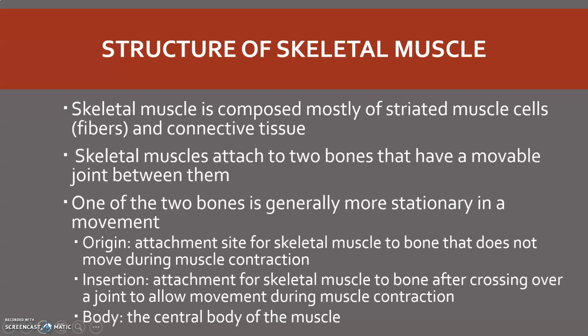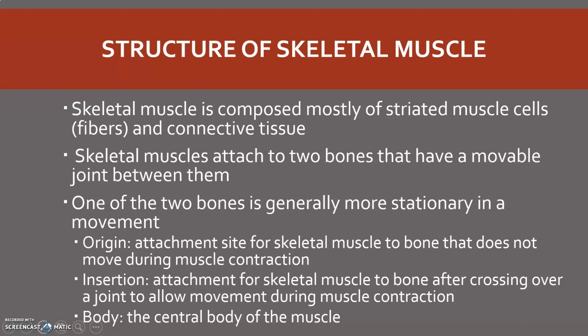Skeletal muscle is composed mostly of striated muscle cells. Muscle cells are called fibers. And skeletal muscle also consists of connective tissue. Skeletal muscles attach to two bones that have a movable joint between them. And one of the two bones is generally more stationary in a movement.